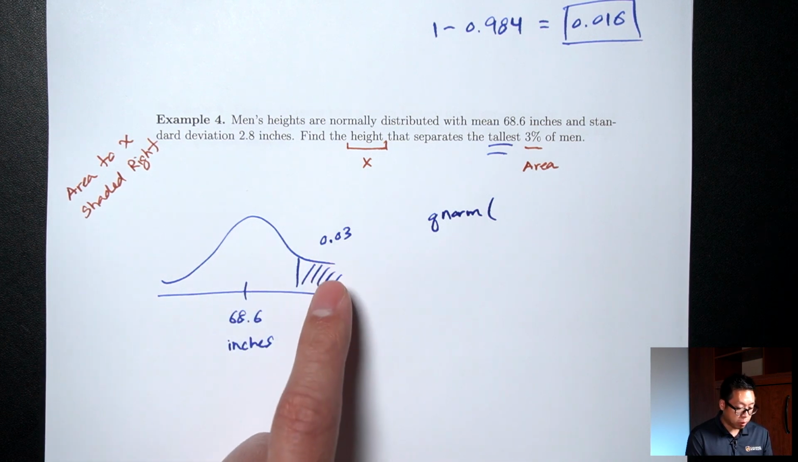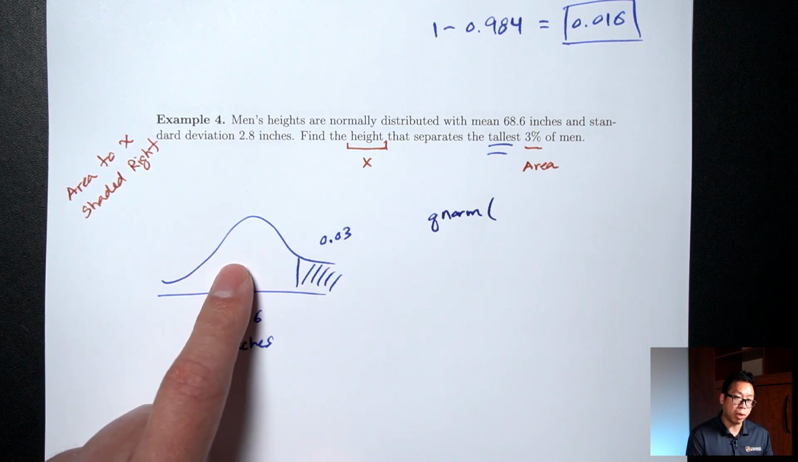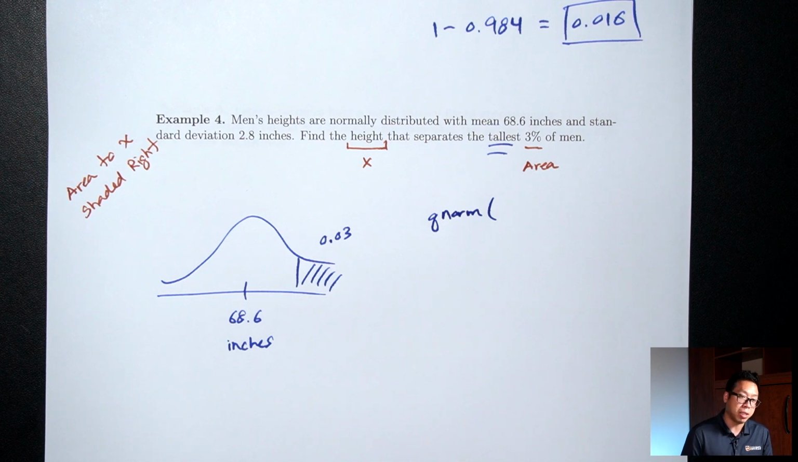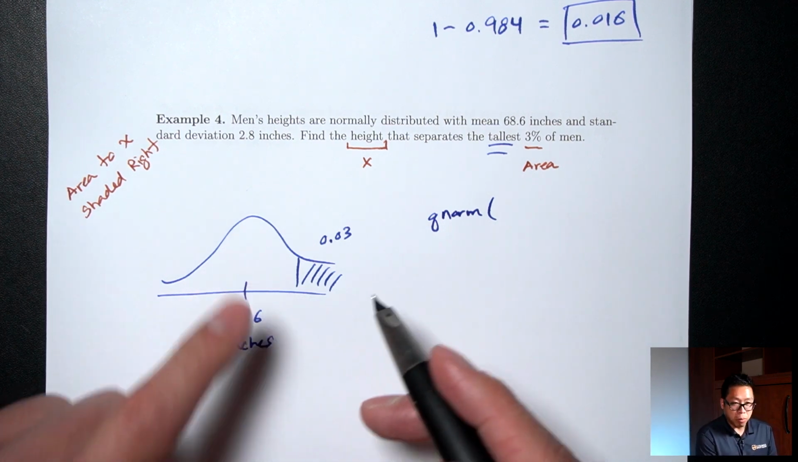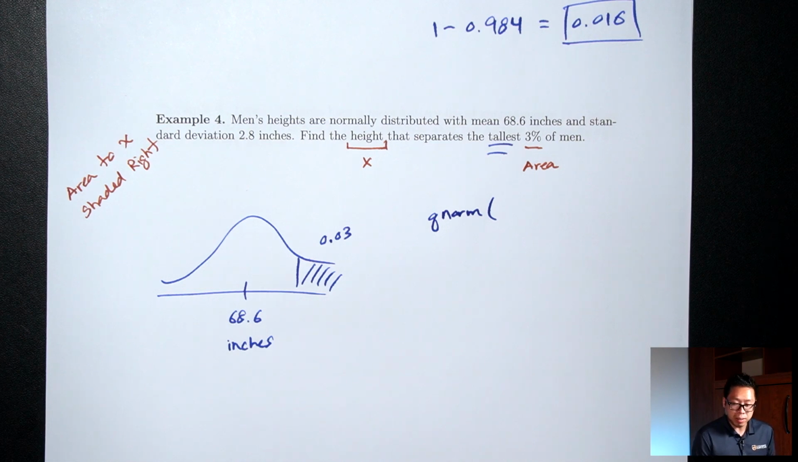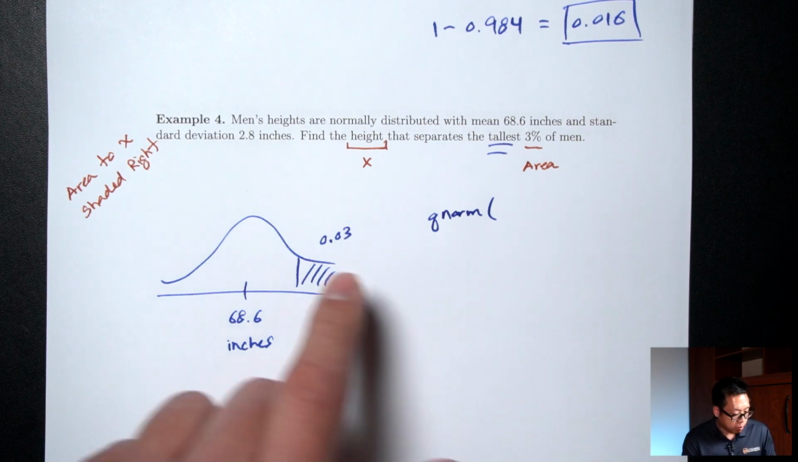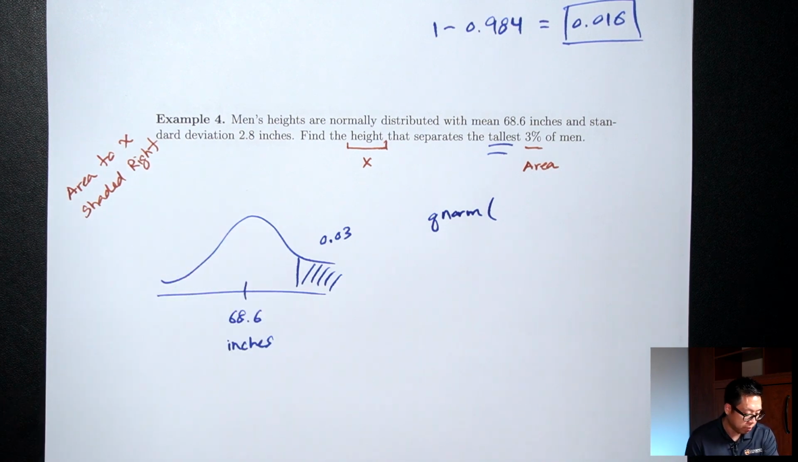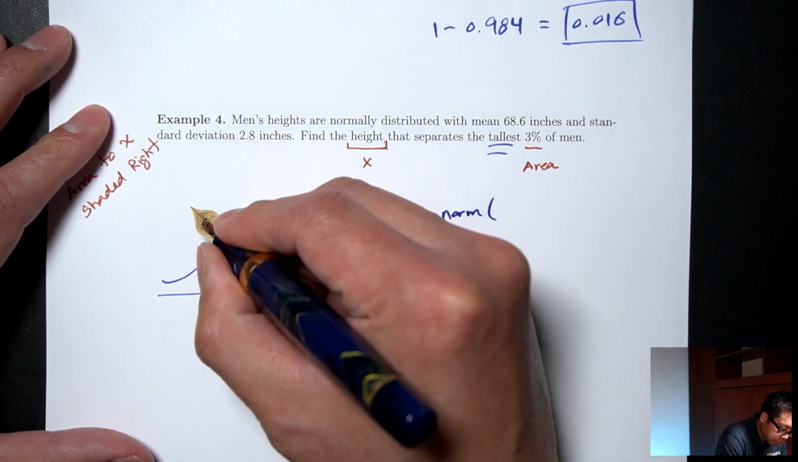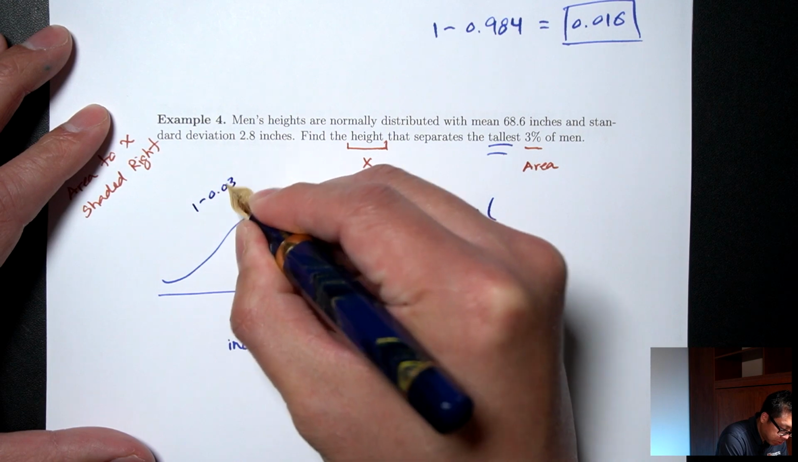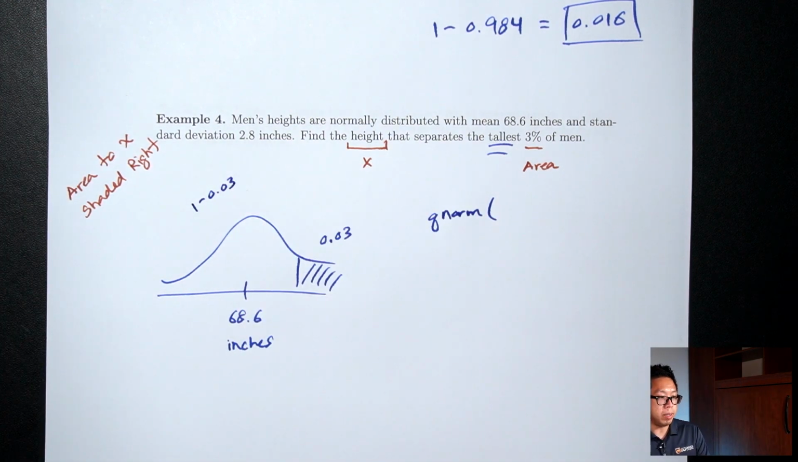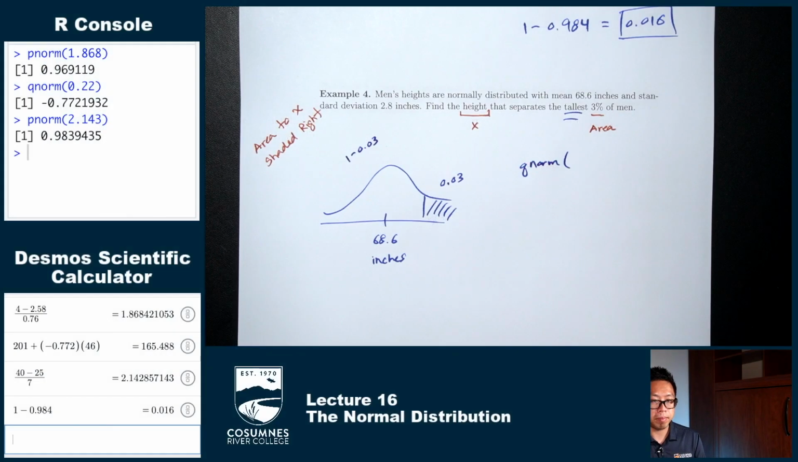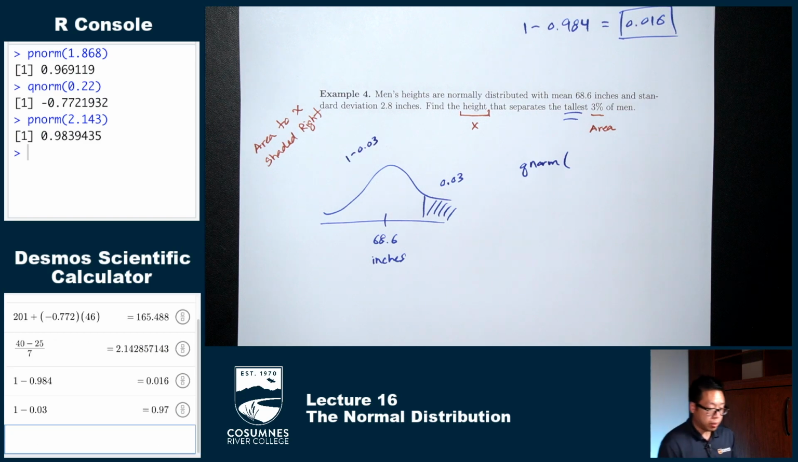So if 0.03 is this shaded part, what's the white part? And how would you get the white part? So anytime you want the other side, do a 1 minus. Okay? So 0.03 is to the right. The left part will be 1 minus 0.03. So 1 minus 0.03 is 0.97.